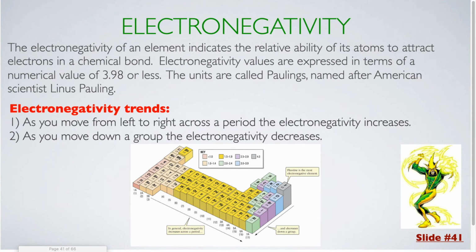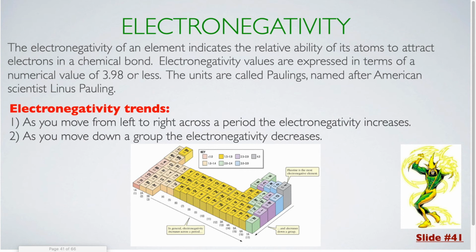The electronegativity of an element indicates the relative ability of its atoms to attract electrons in a chemical bond. Electronegativity values are expressed in terms of a numerical value of 3.98 or less. The units are called Paulings, named after American scientist Linus Pauling.